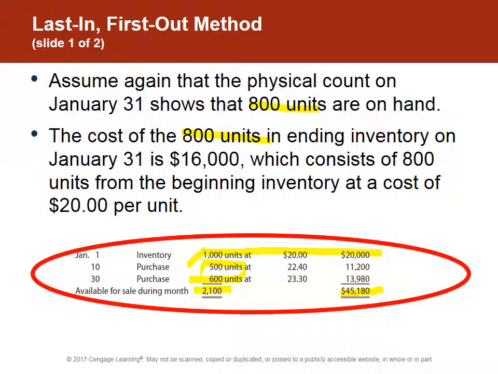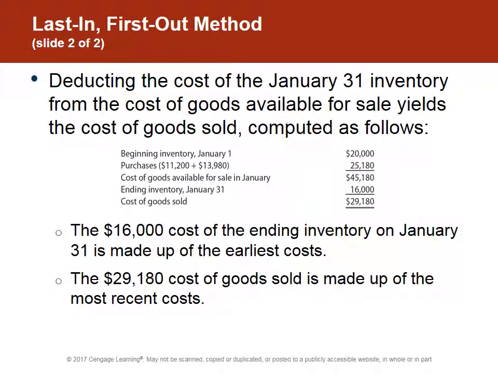So looking at the way that plugs into our income statement, we now have $45,000 in cost of goods available for sale. Remember that formula I told you? Cost of goods available for sale. We subtract out the $16,000 that we have in ending inventory to find out a different cost of goods sold, made up of the most recent costs because it's LIFO, last in, first out.